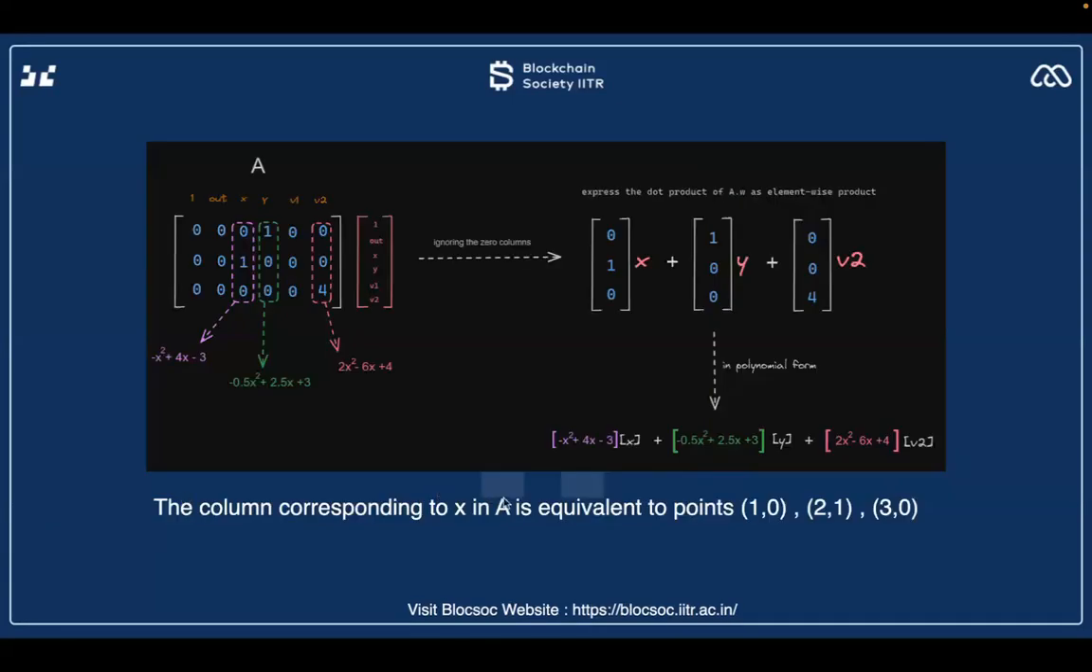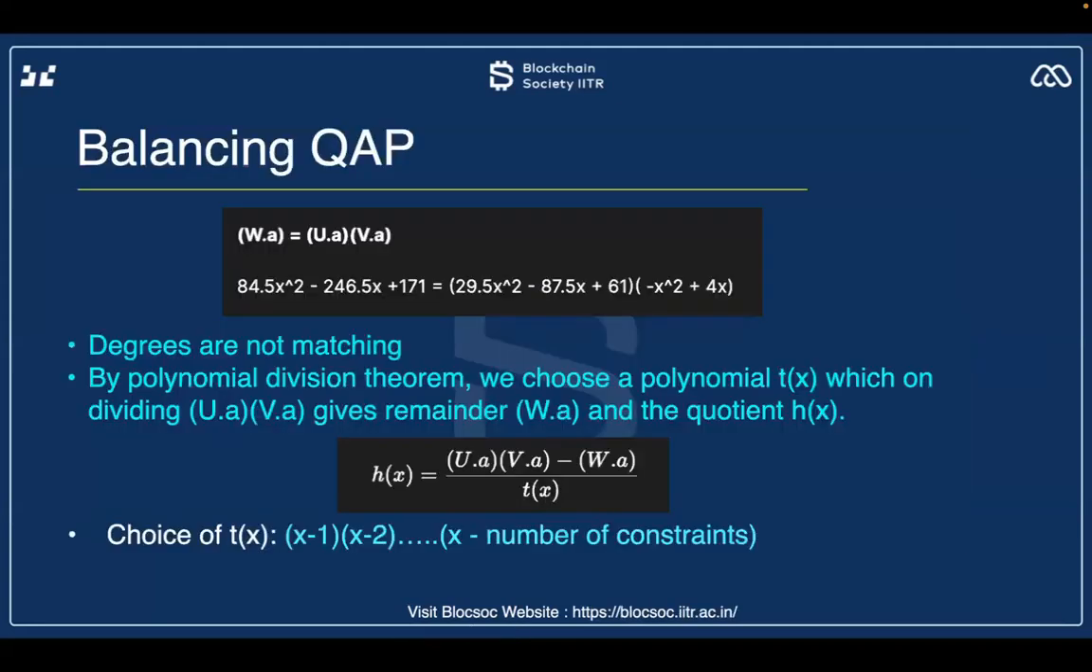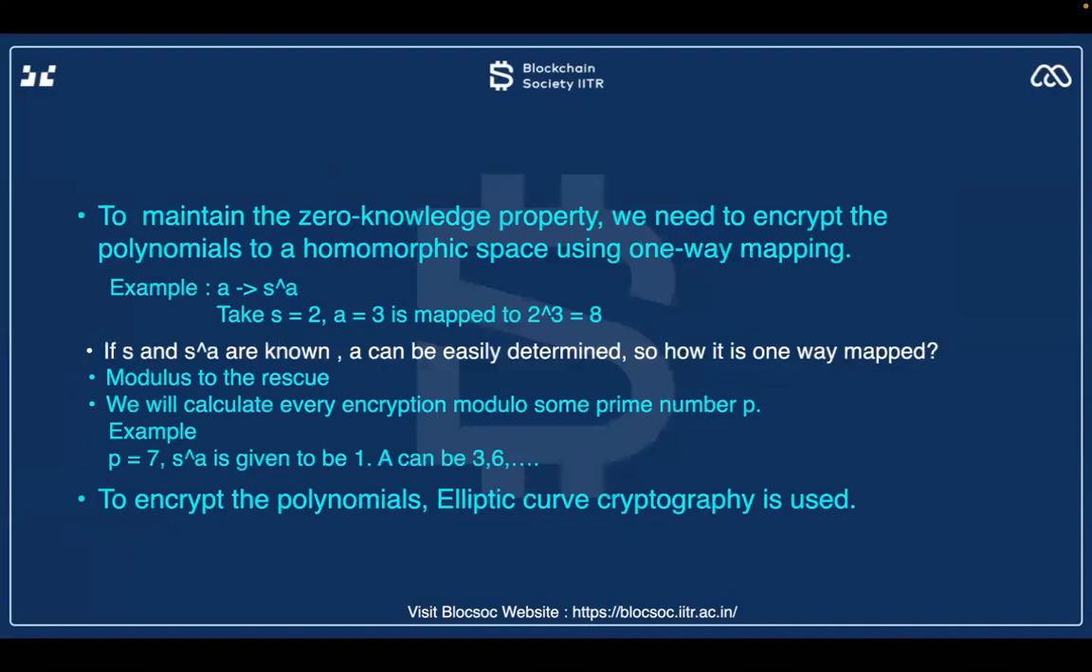So this will give me one equation, and similarly two more equations will be generated for x to the power 1 and x to the power 0. So this is three equations in three variables. The verifier can easily solve it and get the values of x, y, and v2. That's the reason we have to encrypt the information of the polynomials. So we need to encrypt the polynomials to a homomorphic space using a one-way mapping.